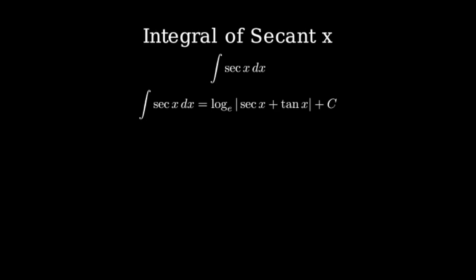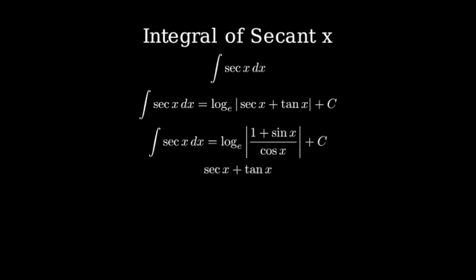We can also write this in an equivalent form using sine and cosine. The integral equals the natural logarithm of the absolute value of 1 plus sine x, all divided by cosine x, plus c. Let's verify that these two forms are equivalent.